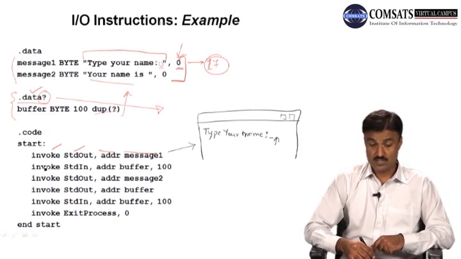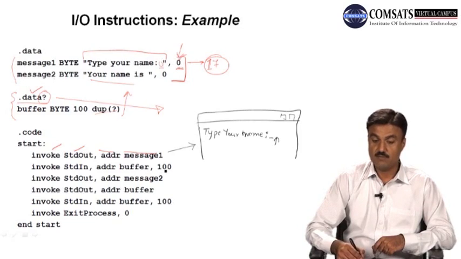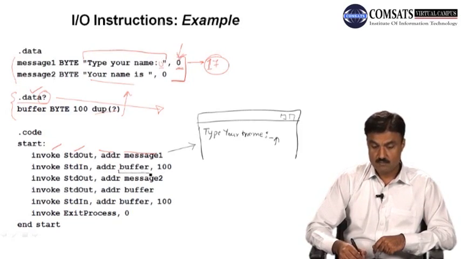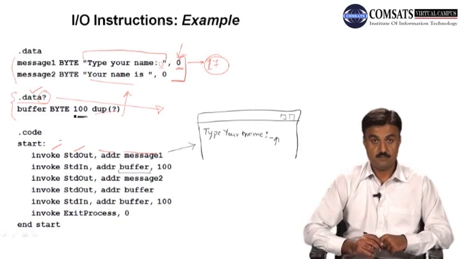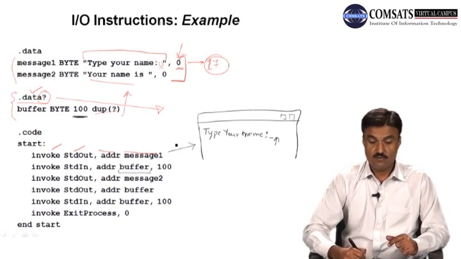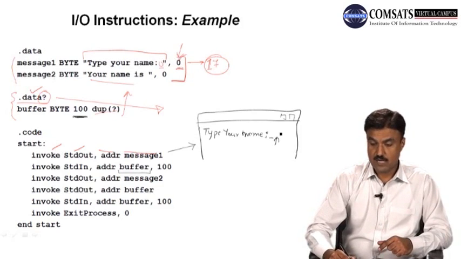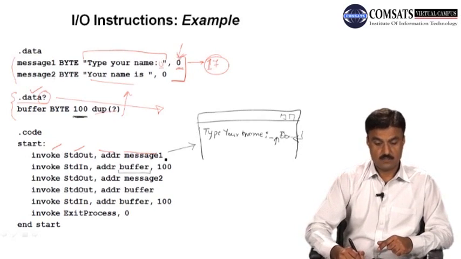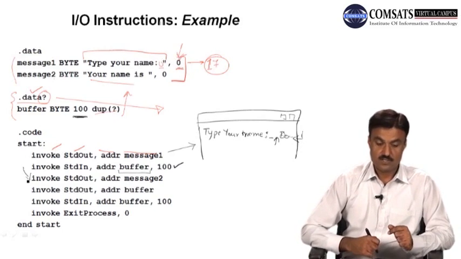And then the next instruction is invoke stdin with the address and 100. This is the size of the buffer. The buffer is a variable which occupies 100 bytes of space. What will it do? This instruction will wait to receive information from the keyboard. So if you type anything, for example ABC or your name, or this is computer organization and so on, whenever you press enter, this function will terminate its execution and the program will come to the next instruction.